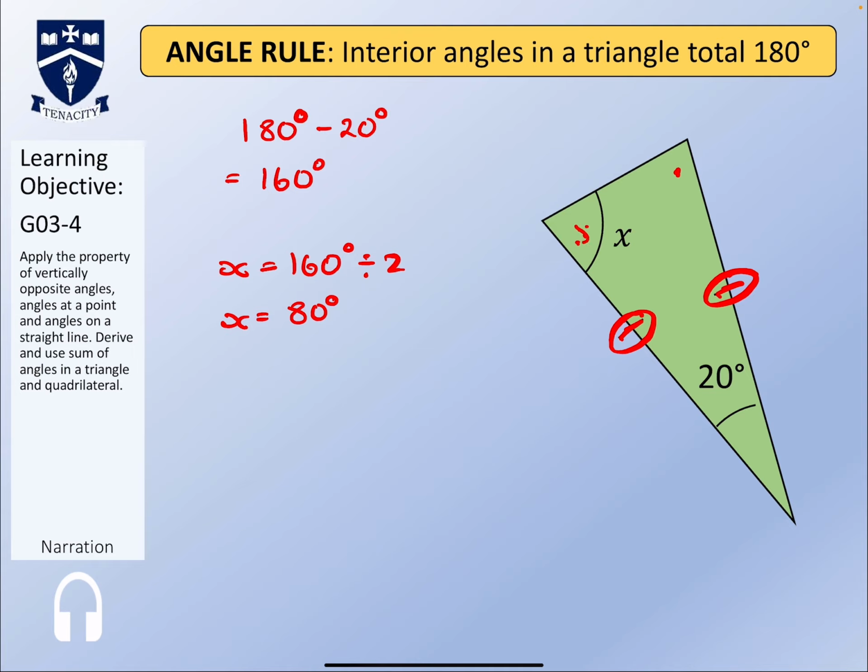Check it. If I have 80 degrees as angle x, the angle next to it is going to be 80 degrees. If I add up 80, 80 and 120, do I get 180? Yes, good chance that I've got this right.